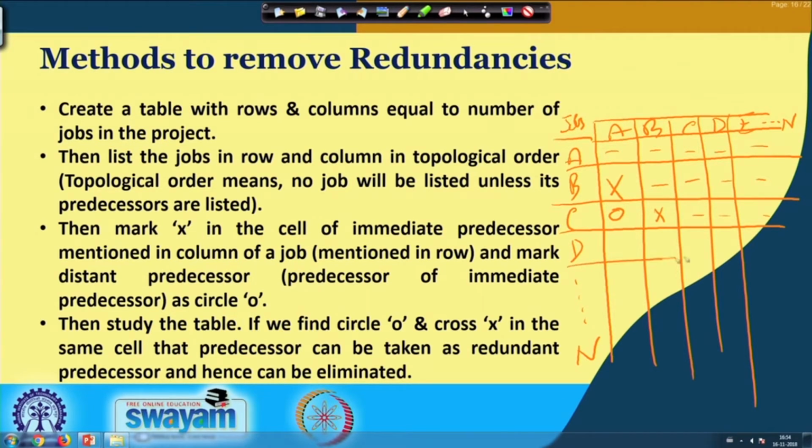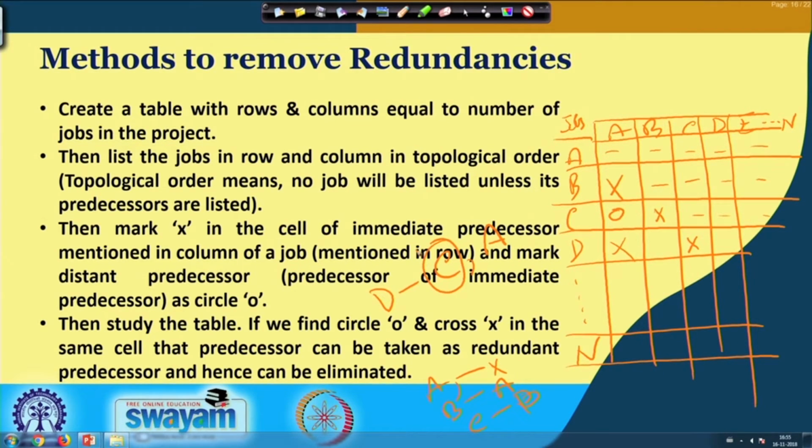So, in this way if we try to mention this one, suppose it is mentioned that D has immediate predecessors, A has none, B has A, C has B, and say it is mentioned D has C and A. So, what will happen? As per the mentioned table, we are placing a cross for D as C as well as A, and then we go for trying to search out who are the distant predecessors of C.